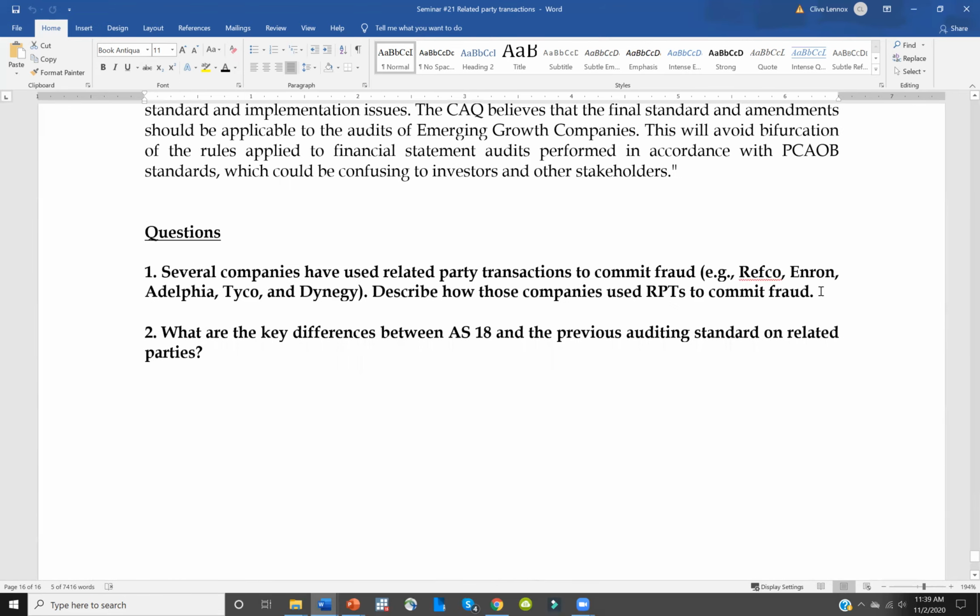First of all, they're going to explain how the companies use related party transactions to commit fraud. So what were the nuts and bolts of how the frauds were committed? And then part 2 is asking about key differences between auditing standard 18, which is a new auditing standard, compared to the previous auditing standard on related parties.